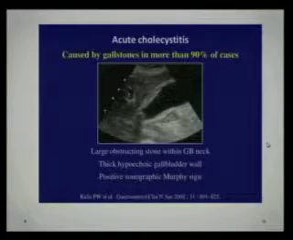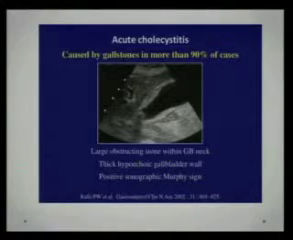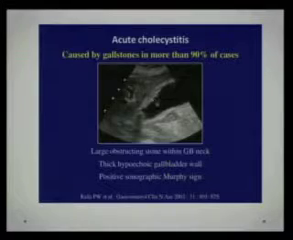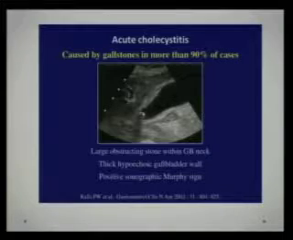All right, let's look at this. This is a large obstructing stone within the gallbladder neck. As we all know, this is the gallbladder neck, and this focal dilatation is the Hartmann's pouch. Thick hypoechoic gallbladder wall. In this patient, you see there is thickness of the anterior gallbladder wall, and there is indeed stratification of the gallbladder wall, and there was a positive sonographic Murphy sign. Even in the absence of thickening of the anterior gallbladder wall, this was diagnostic of acute cholecystitis.